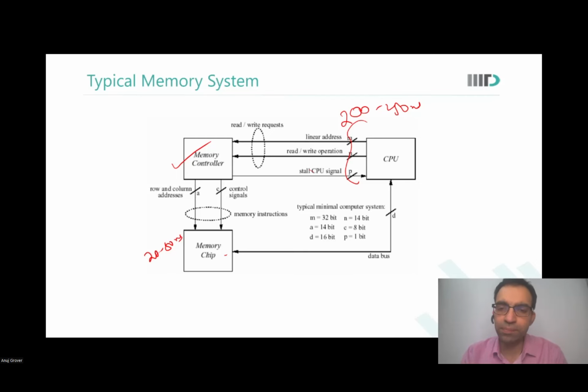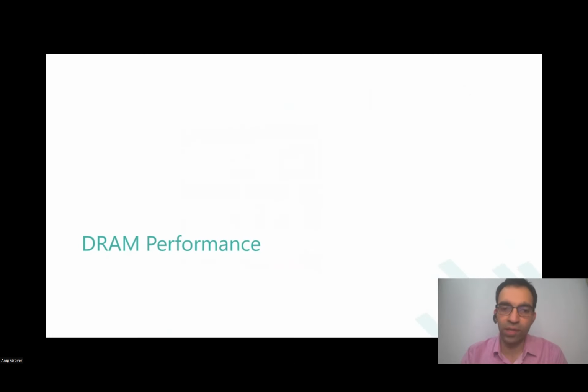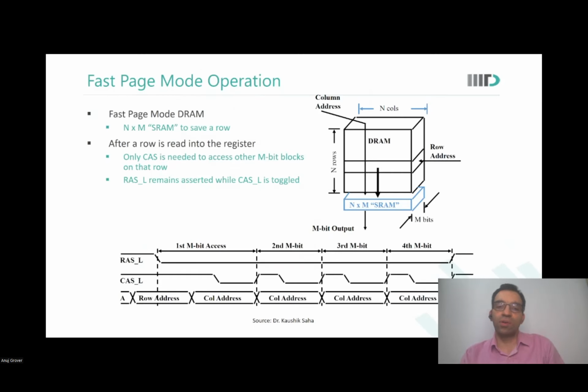Are you with me? Hello? Yes, sir. Okay, so now it means that the delays are bad and we somehow need to improve the performance. So what is done is, see, at any point of time, I anyway access the entire row. Once I select a particular row, all the sense amplifiers for that particular page will read.